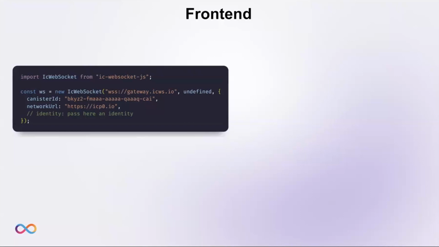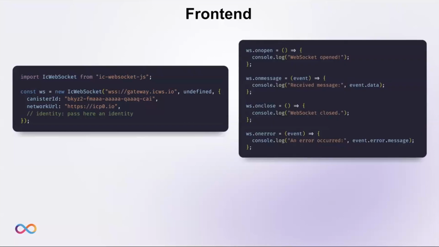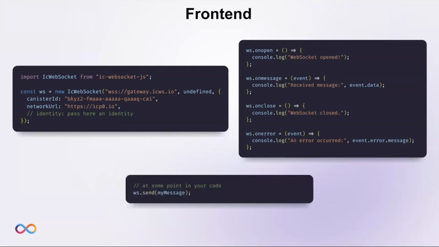Then you can decide your business logic. And again, if you are familiar with the WebSocket API, you will find those methods the same as the WebSocket API. And here you can define what you want to do based on the events that you receive. So when a WebSocket is opened, when you receive a message from the canister, when it's closed, and when you get an error. So this is the same interface as the normal WebSocket API. And then at some point in your code, you also want to send a message. So you simply use the send method as you would do for traditional WebSockets.